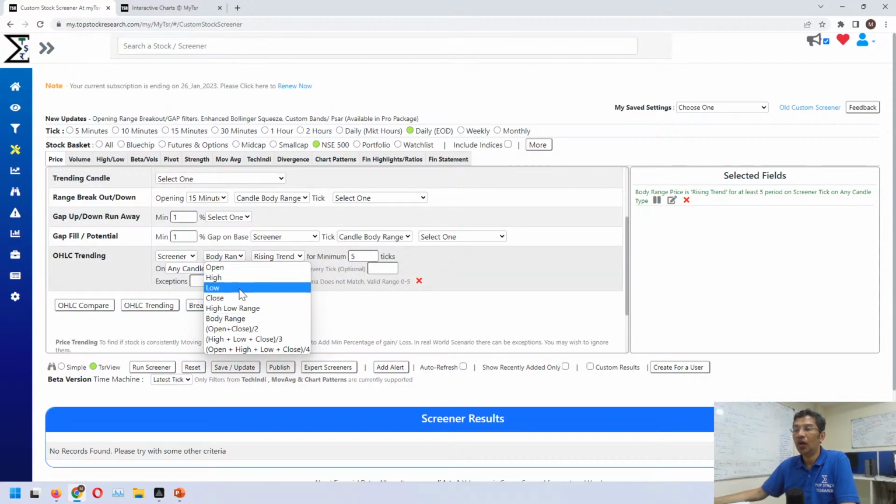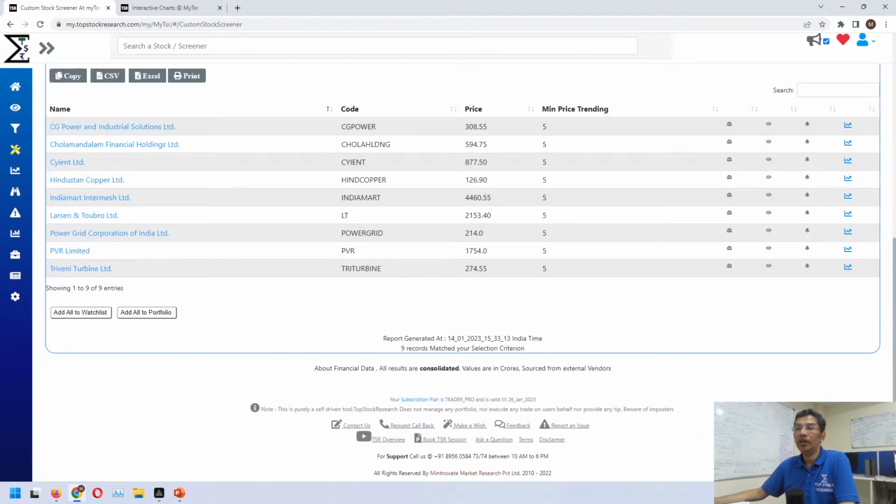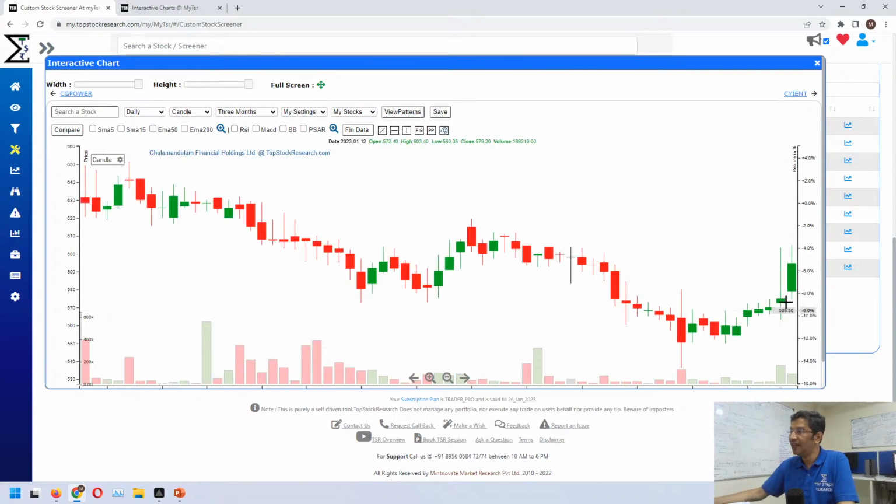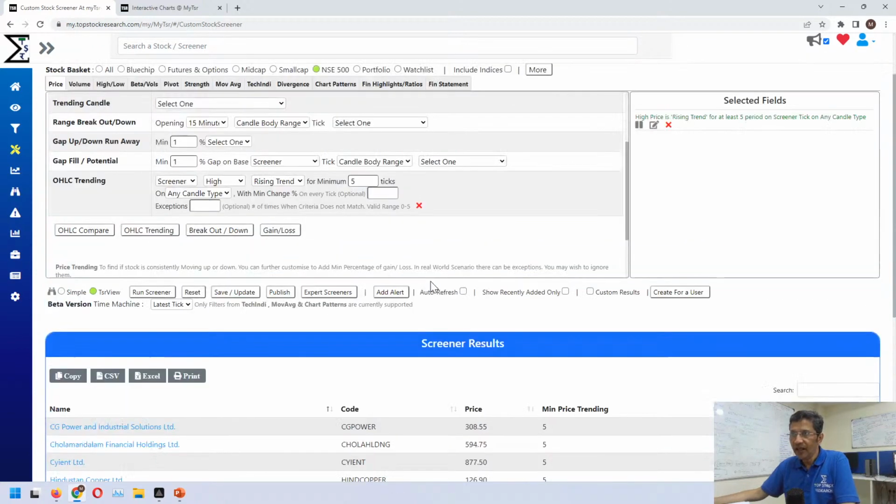So on close or maybe on highs, right? Let's see on highs. So there are about 9 such stocks which are continuously making new highs, right? This is another strategy of looking at it. So it's continuously still in the bullish mode, right? Every day's high is higher than the previous high. So this is again a bullish signal, or bullish behavior rather.